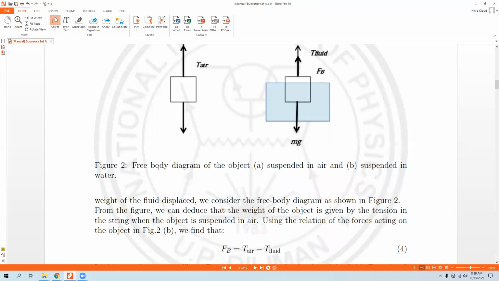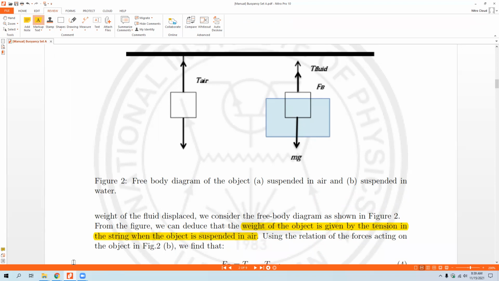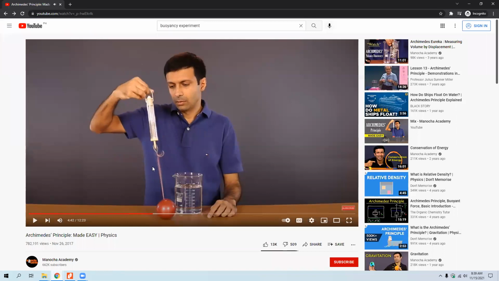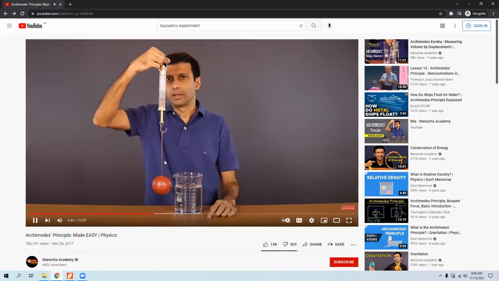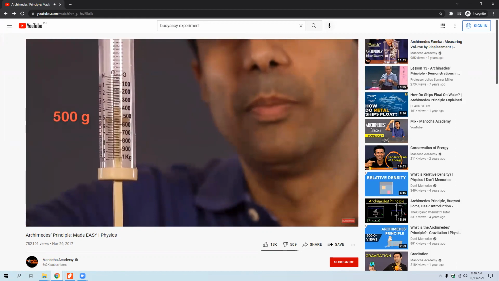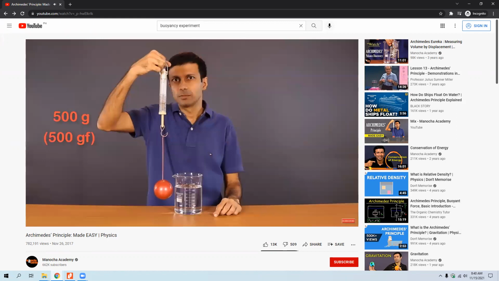So now, let's consider the free body diagram shown in figure 2. So from this figure, we can deduce that the weight of the object is given by the tension in the string. So yung experiment dito, similar sa ganitong case, wherein may isasabit tayo na object. So let's see what is the weight here. So as you can see here, the weight is 500 grams. Or to be more precise in physics, the weight is 500 gram force.